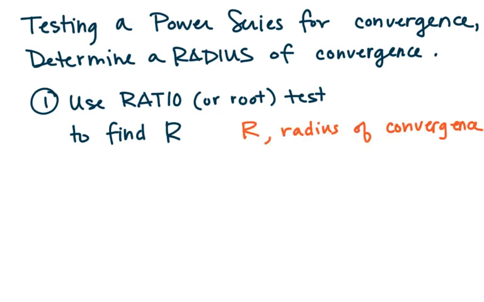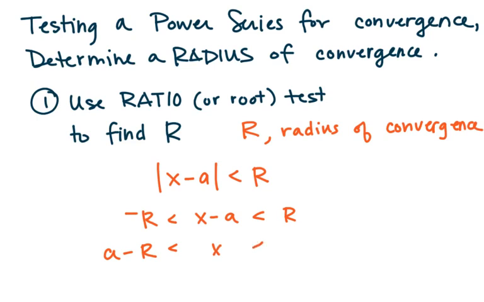And the way we define that R value, we say the absolute value of x minus a is going to be less than R. Or rather, negative R is less than x minus a is less than R. Or a minus R is less than x is less than a plus R. So we're basically thinking about this R: how far off can we be to the left or right of that specific a value in our power series polynomial.